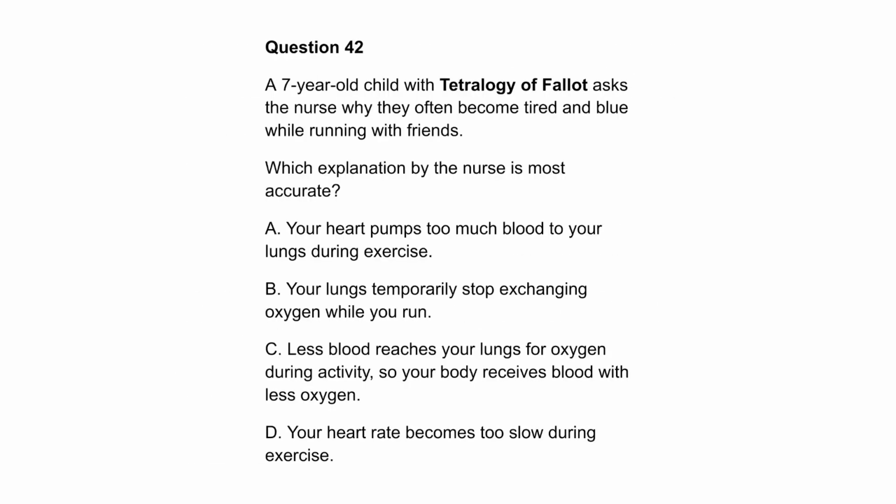Question 42. A 7-year-old child with tetralogy of Fallot asks the nurse why they often become tired and blue while running with friends. Which explanation by the nurse is most accurate? A. Your heart pumps too much blood to your lungs during exercise. B. Your lungs temporarily stop exchanging oxygen while you run. C. Less blood reaches your lungs for oxygen during activity, so your body receives blood with less oxygen. D. Your heart rate becomes too slow during exercise.